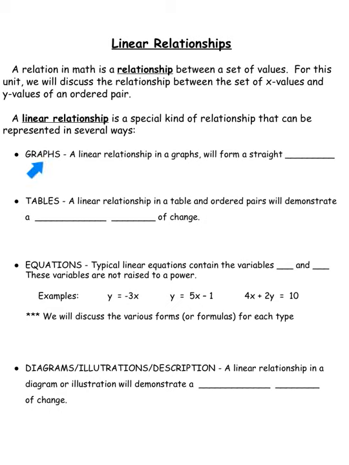The first way is a graph. A linear relationship in a graph will form a straight line. Hopefully, you might have noticed when we're talking about the word linear that actually the word line is in linear. So linear relationships, and there's two kinds, proportional and non-proportional, always form a line on a graph.